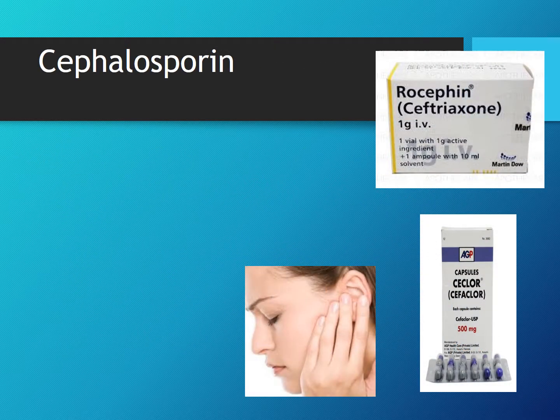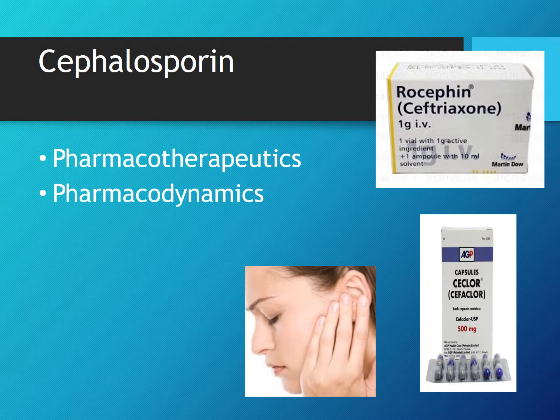All right, so looking at cephalosporins, the pharmacotherapeutics, some of the things that we do know about how these drugs work is that they can be bactericidal or bacteriostatic depending on the dose. They are well absorbed from the GI tract, metabolized in the liver, excreted in the urine, and they do cross the placenta and enter into breast milk.